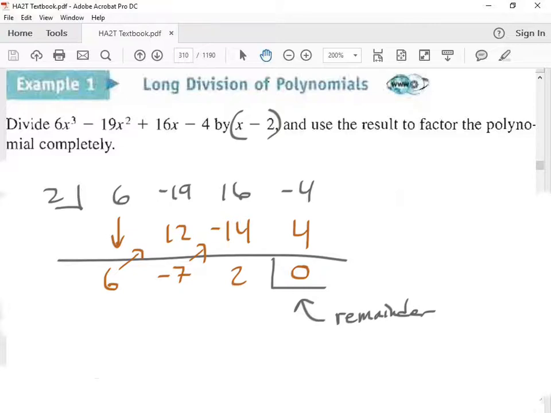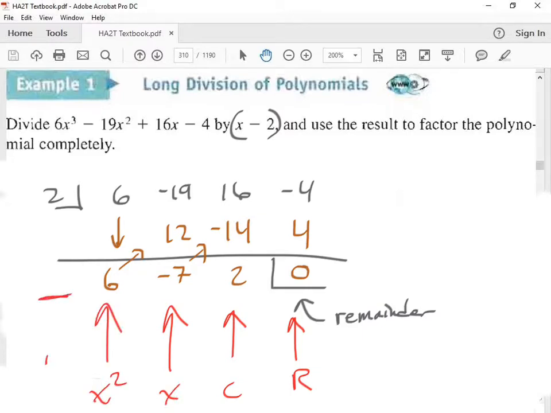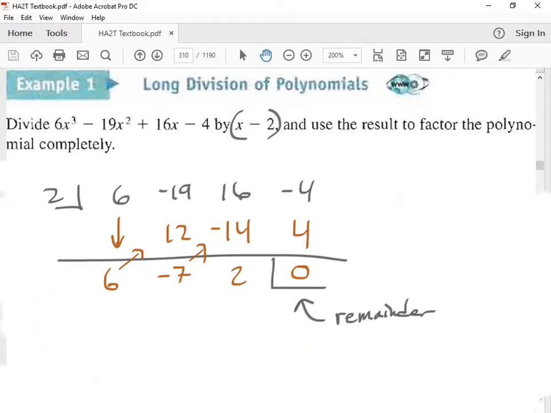Now, whenever you do synthetic division, this is how you write it out. The very first number is always your remainder. The next number is your constant. The next number after that is your x term, and then you have an x squared term. If we had another number, that number would be your x to the third term. You just continue counting up, like x to the third, the next one would be x to the fourth, and so on and so forth.